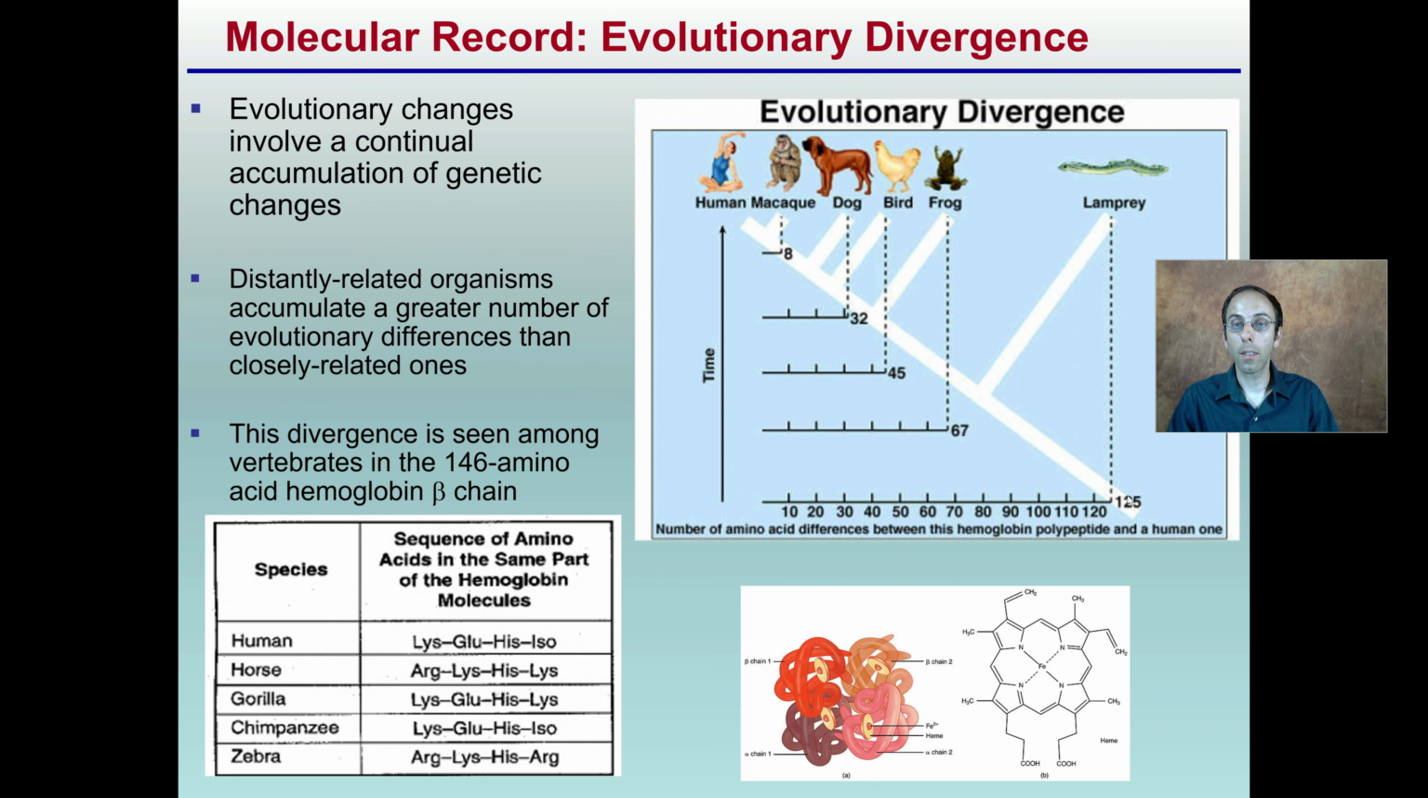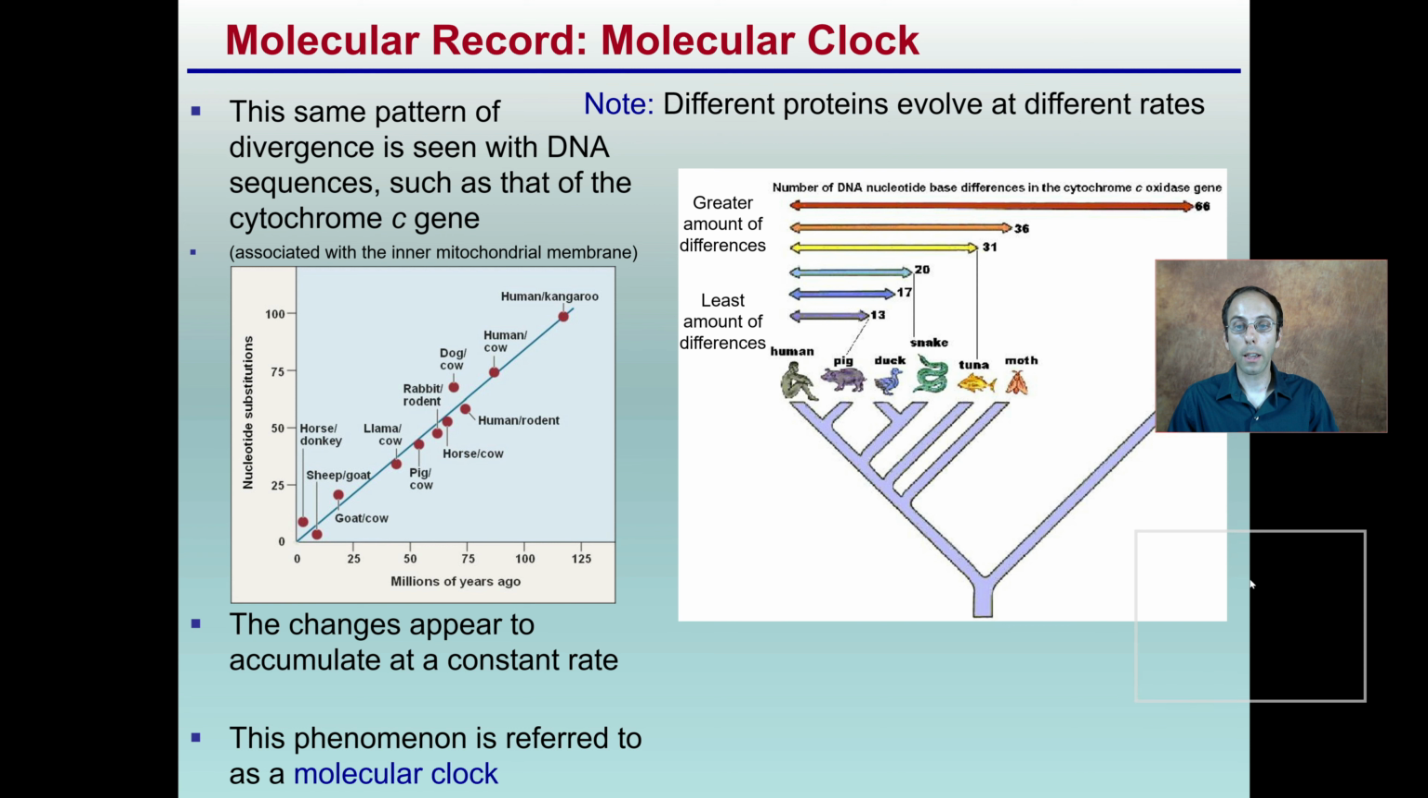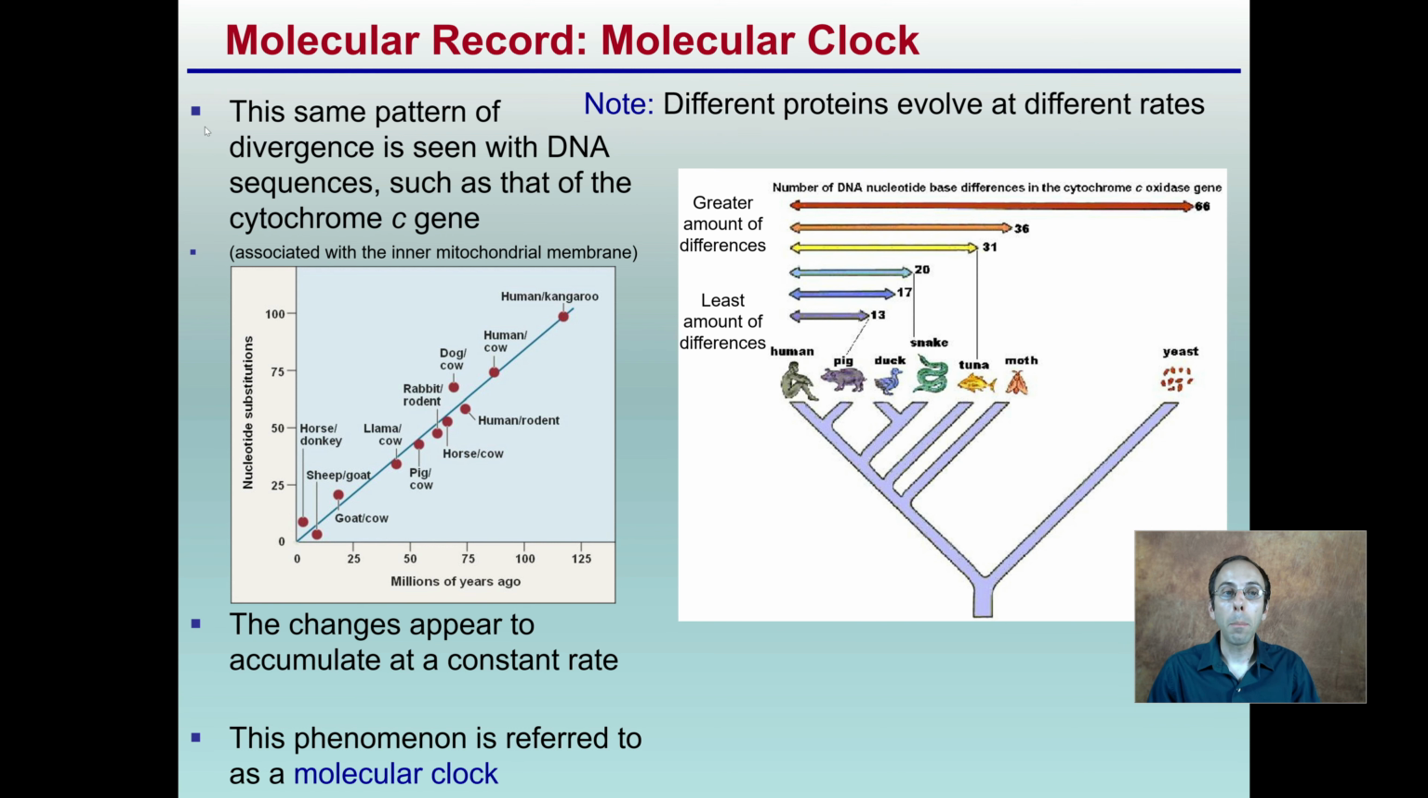This indicates that while all of these organisms have hemoglobin, the lamprey is by far the most dissimilar because of its high degree of variance. And the frog and the bird are more distantly related to humans than the dog or the monkey. And we're looking at our molecular clock and the difference between these. This same pattern of divergence is seen with DNA sequences, such as that of the cytochrome C gene.